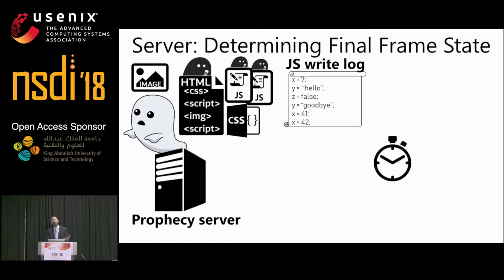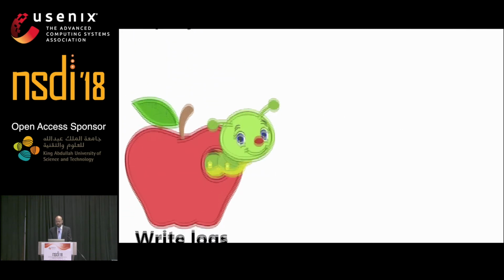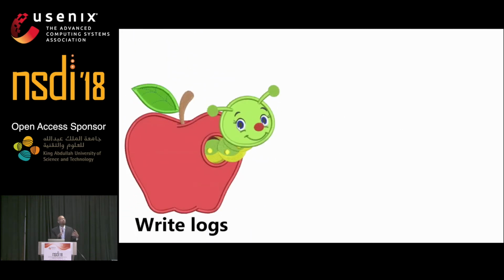So remember that the rewritten HTML included a JavaScript timer, which executes once the frame load is finished. So the timer is going to fire, and then we're going to generate a preliminary version of the DOM write log using that built-in XML serializer interface. So in this case, that preliminary version of the log will just contain those 4 tags in the page along with their source attributes. So that's how we generate the preliminary version of a frame's write logs.